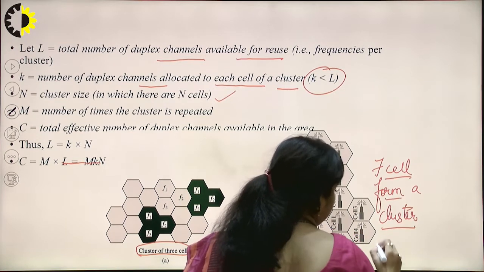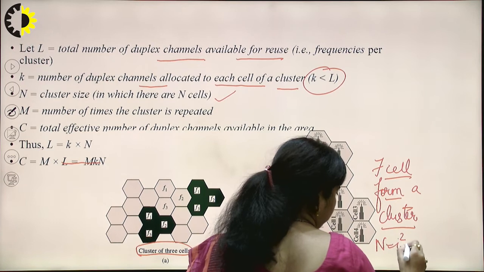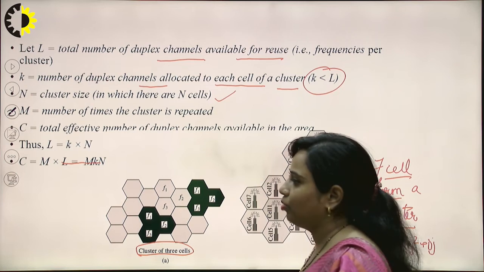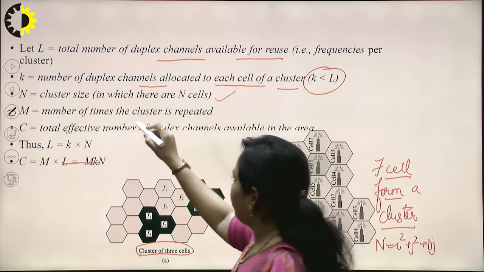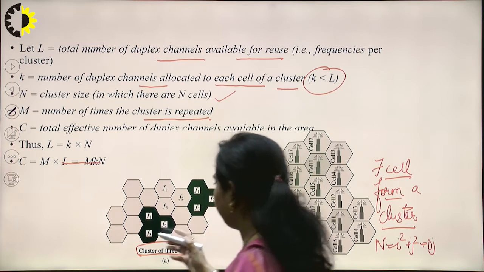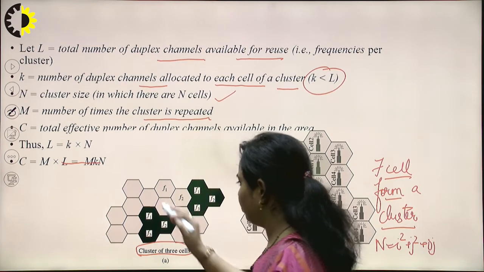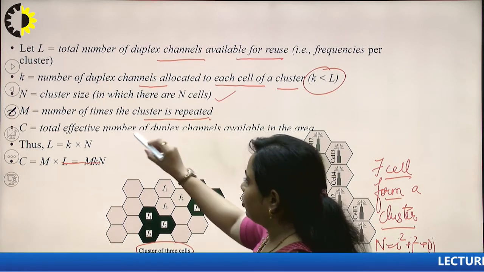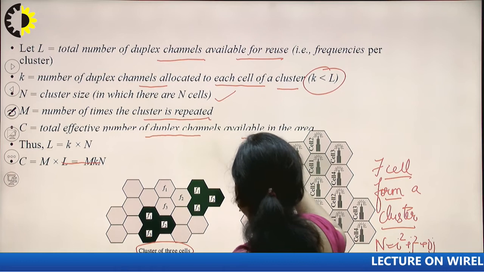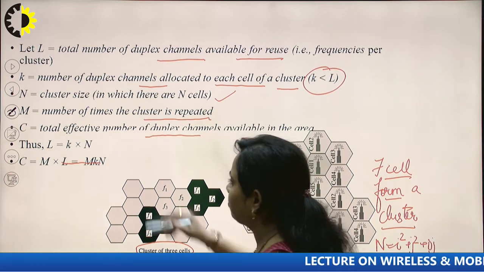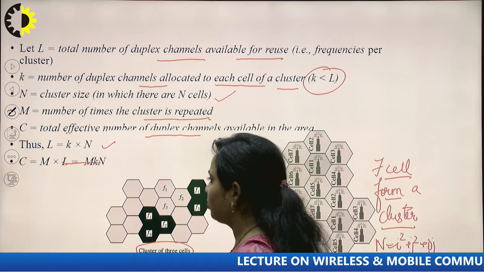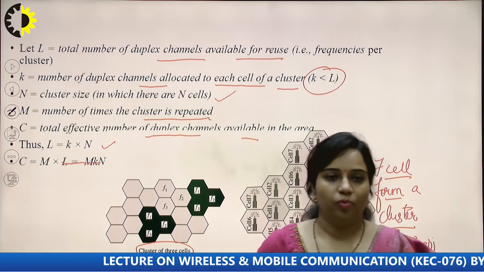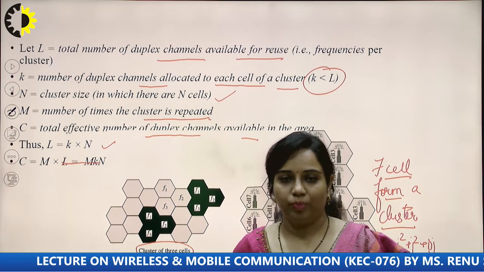And how is this calculated? This will be calculated using a formula, N is equals to I square plus J square plus IJ. This is the formula to calculate the cluster size. M is the number of times the cluster is repeated. Like you can see that here the cluster is repeated 1, 2, 3, 4, 5, 6 times in this area. C is the total number of effective duplex channels available in the particular area. So L is equals to K into N, or C is equals to M into L. So C is equals to MKN. That is the very important formula for calculating the total effective number of duplex channels.